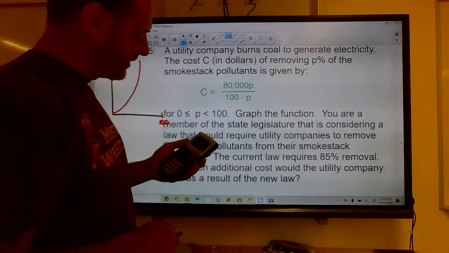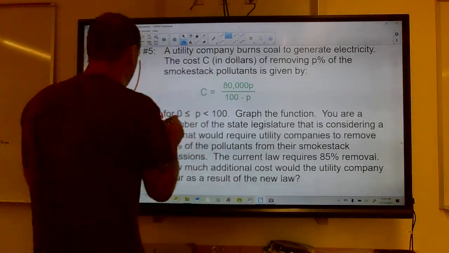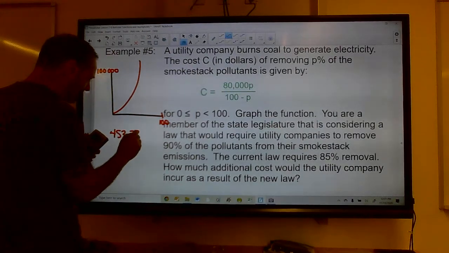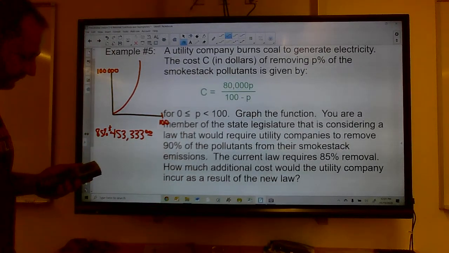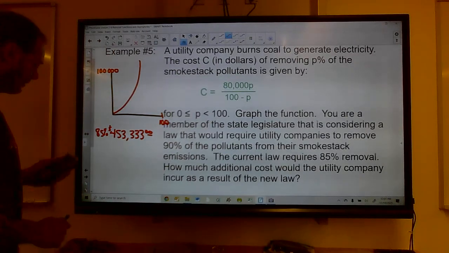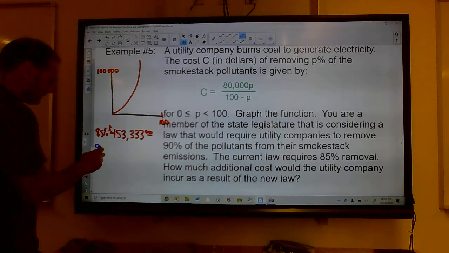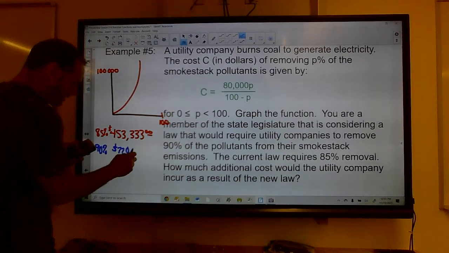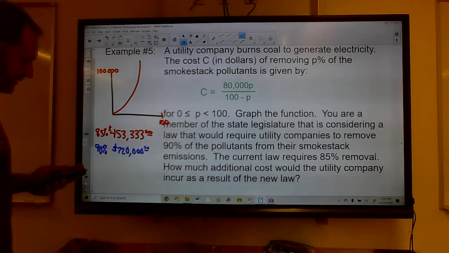And what it'll do is it'll start you at 85. And it says it's going to cost $453,333 to get 85% of the emissions out of there. Okay, now, what's happening is it's growing so fast. If you look at 90%, that's 720,000 to get that additional 5%.